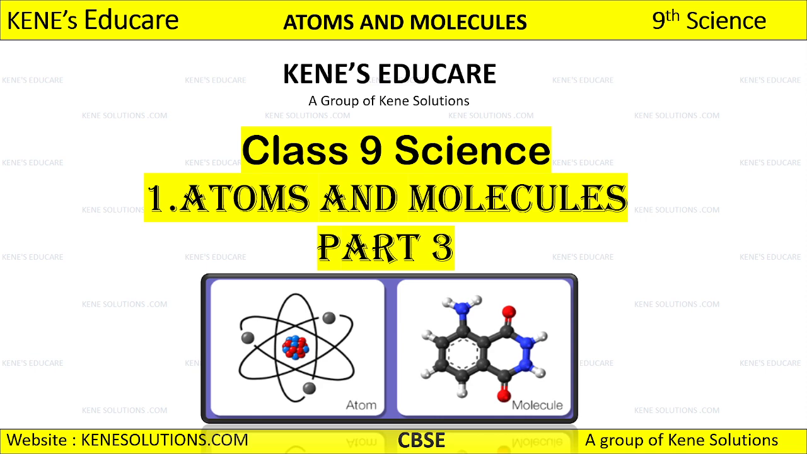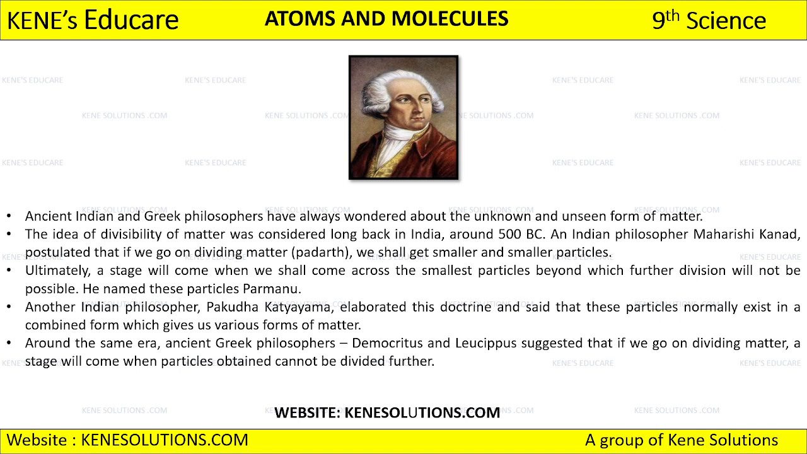So we started this lesson, atoms and molecules, by discussing some of the ancient Indian and Greek philosophers, right? The Indian philosopher that we discussed was Maharishi Kannad, because he was the one who started postulating about matter, which we know as padartha. When we divide it further, there will be a time when we are going to obtain the smallest particle beyond which further division will not be possible. So he named those dividing matter as Parmanu. So that Padartha was named as Parmanu further.